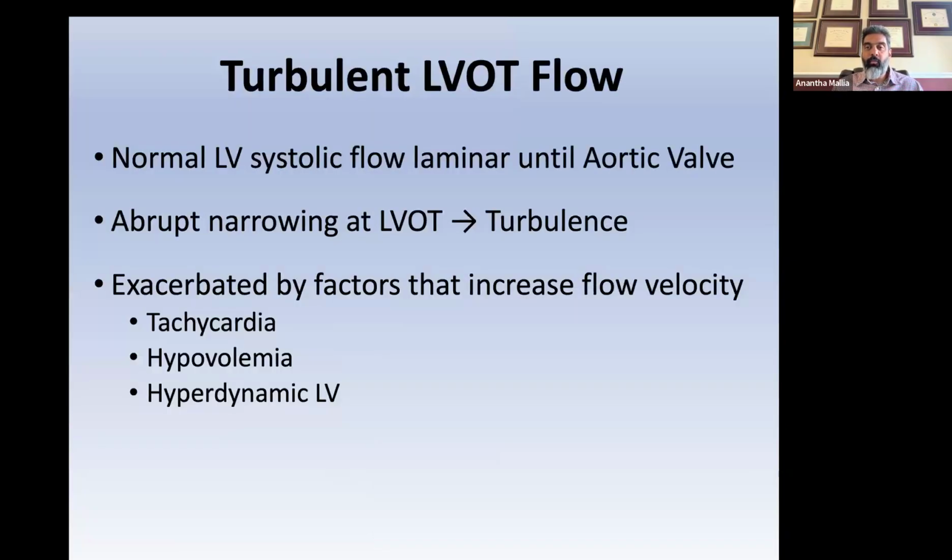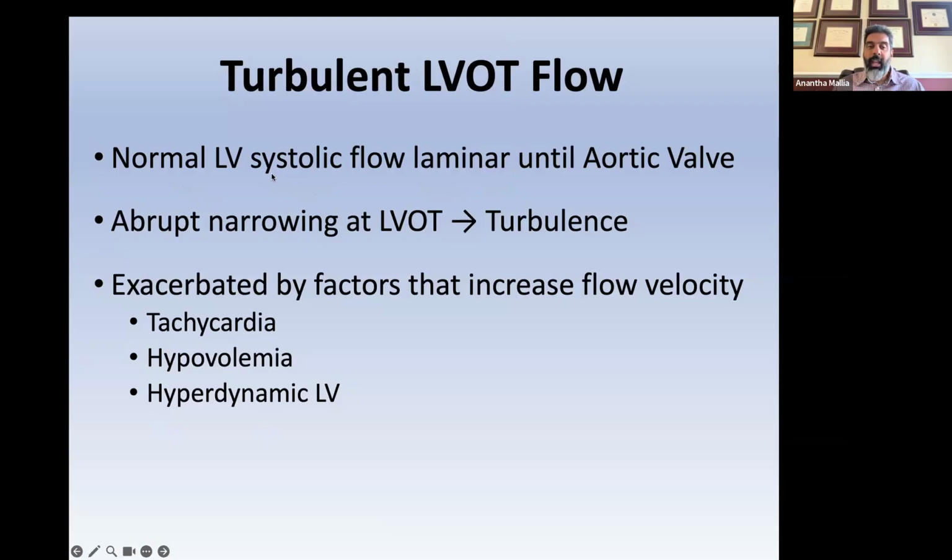Okay. The fourth echo finding in HCM is turbulence of systolic flow through the LVOT. Normally, because the LVOT is a pretty large caliber structure in the heart, during systole the flow through the LVOT should be laminar.